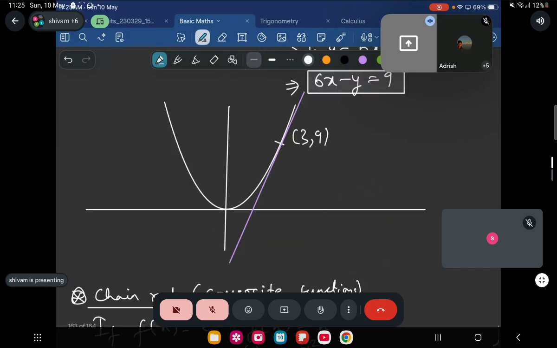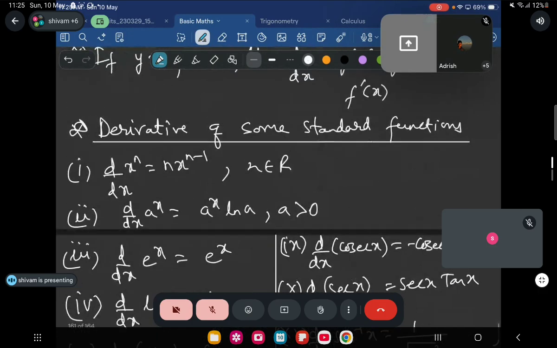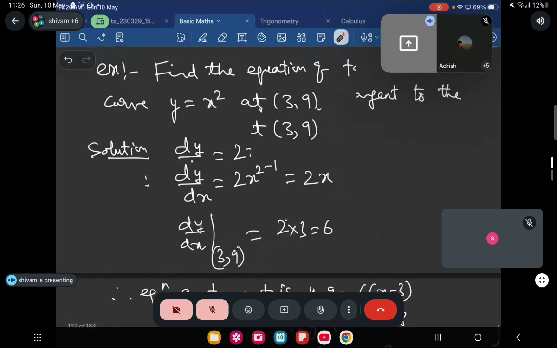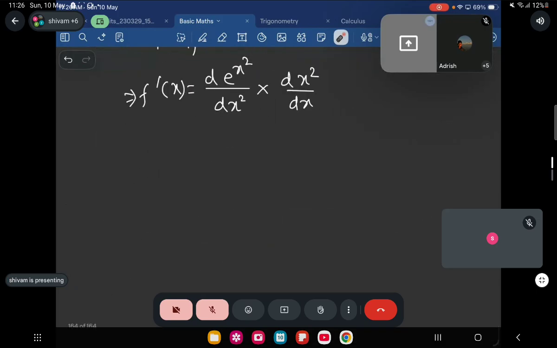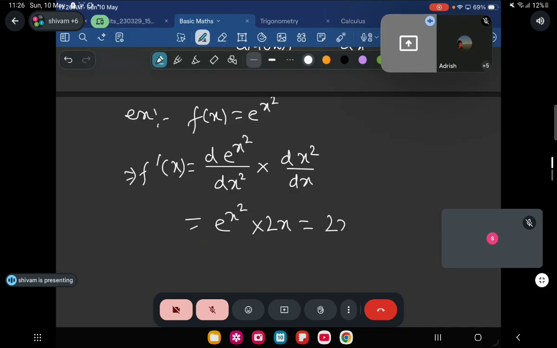See the standard form. We don't know the differentiation of e to the power x square directly. We know the differentiation of e to the power x. So first of all, you have to differentiate with respect to x square, and then you differentiate x square with respect to x. This is what chain rule is all about. Now, what is d by d x square of e to the power x square? E to the power x square only. Standard form. Multiplied by d by dx of x square, which is 2x. So it will become 2x e to the power x square.